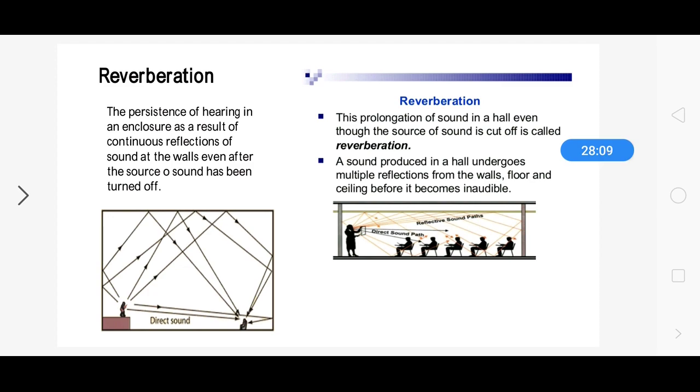So the person can hear. Suppose the initial sound intensity is 50 decibels. After one reflection it becomes some 45 decibels. After two reflections it is 30. After 5 reflections it becomes 10 decibels. Suppose the inaudible intensity is 2 decibels. Up to reaching 2 decibels, the person can hear the same sound due to multiple reflections at the walls of an enclosure. This is called reverberation.